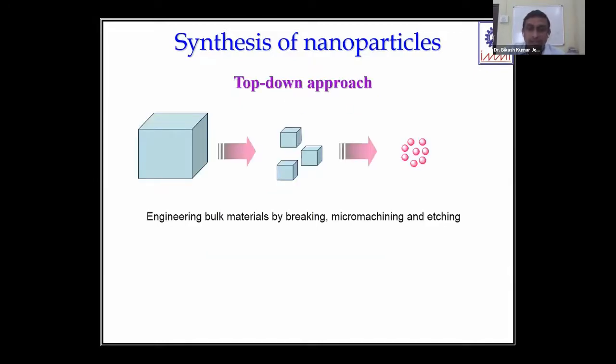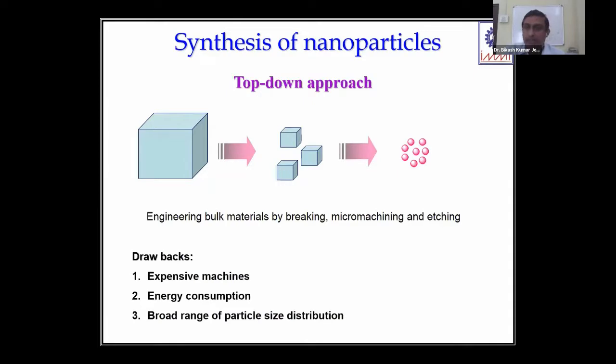Now, what about the advantages of the top-down approach? It has some drawbacks. You can generate a lot of nanoparticles, but it needs expensive machines to break the material down to nano dimensions, and it is also an energy-consuming process, and you get a broad range of nanoparticles. Suppose you break it: you can get microparticles and you can get nanoparticles.